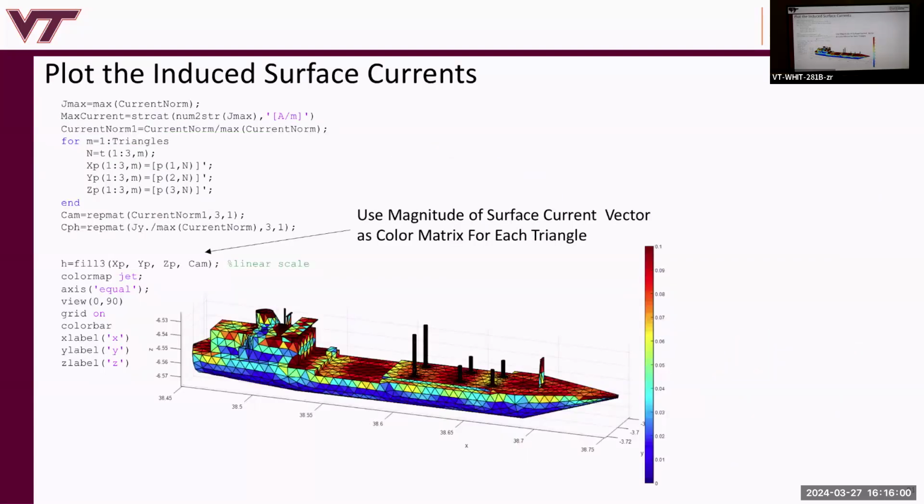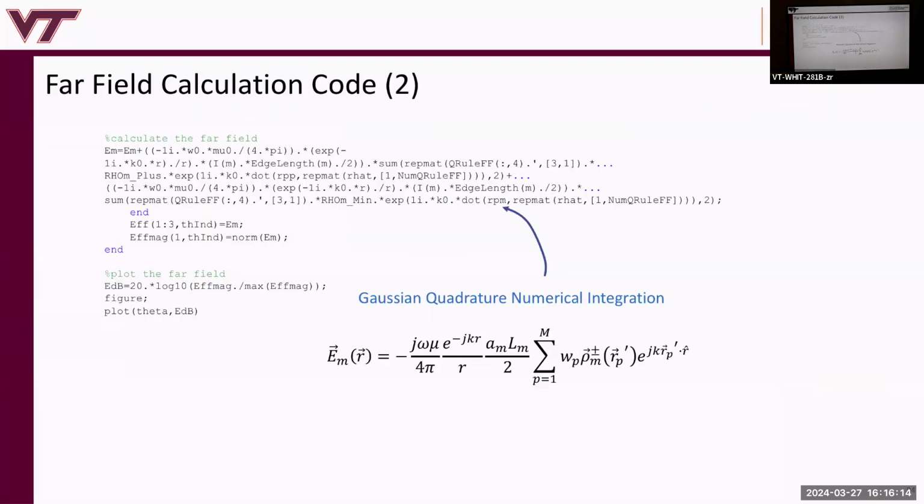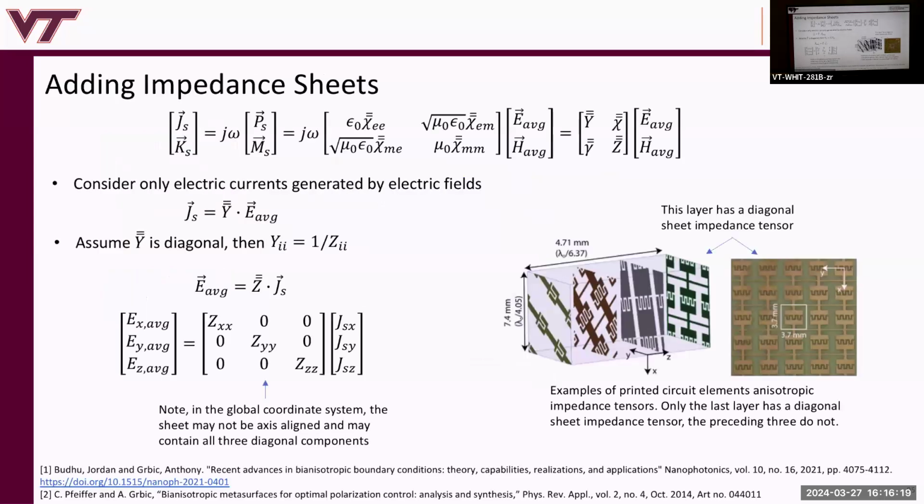All right, then you can do things like this, and then you can calculate the far field using this formula where you incorporate the unknown coefficients in the current. This is nothing but the radiation integral, right? And here's some code to do that. All right. Then we got to here, adding impedance sheets, all right?